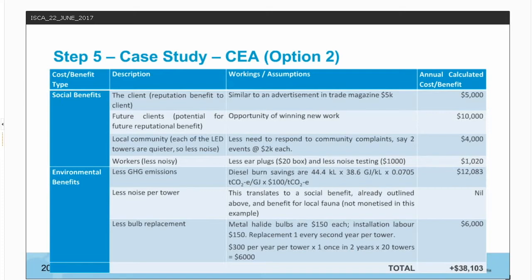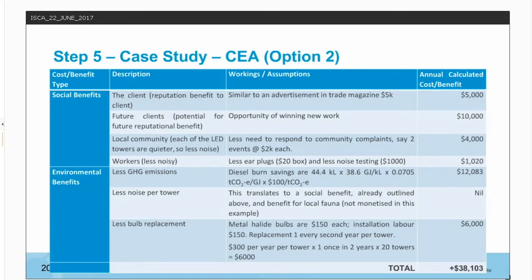On the environmental front, there are less greenhouse gas emissions, which are valued at $100 per tonne of CO2 equivalent, which is an estimated social cost of carbon. And there is less bulb replacement since LEDs last longer. This is a long-term benefit outside of the project construction period, so it won't all accrue to us. Some will flow on to the supplier.